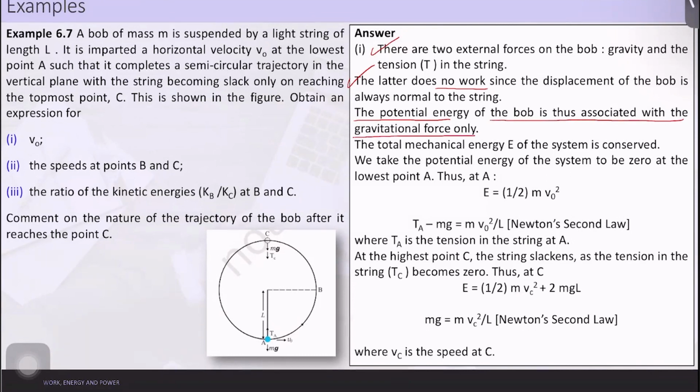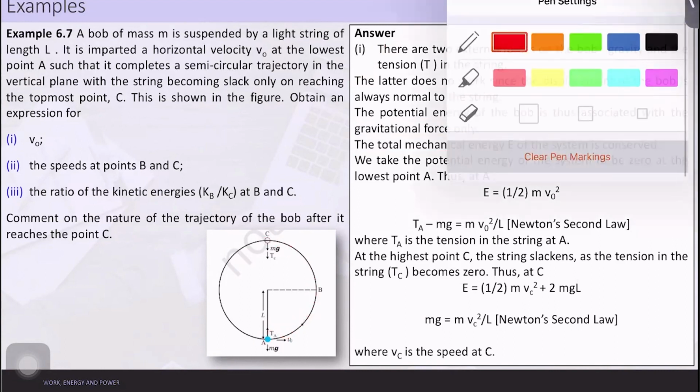Now first let us calculate the total mechanical energy. The total mechanical energy in the system is conserved. Why? Because the only force acting on the bob that does work is the gravitational force, and gravitational force is a conservative force. So because gravitational force is a conservative force, the total mechanical energy is conserved. The value of the total mechanical energy at each of these locations is the same.